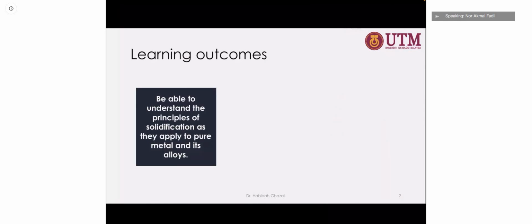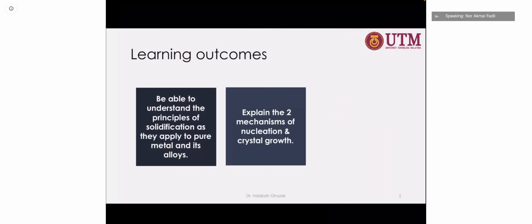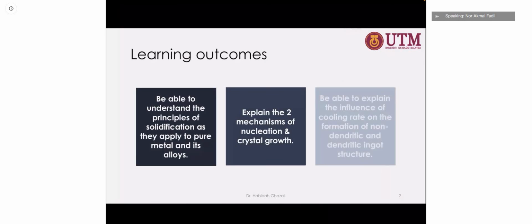So this is the learning outcome: the solidification principle in metals, and the mechanism of solidification, how it grows from liquid to solid. You need to be able to explain the influence of cooling rate on the formation of non-dendritic, or dendritic, which is a new term, ingot structure. Ingot structure is the cast structure itself.